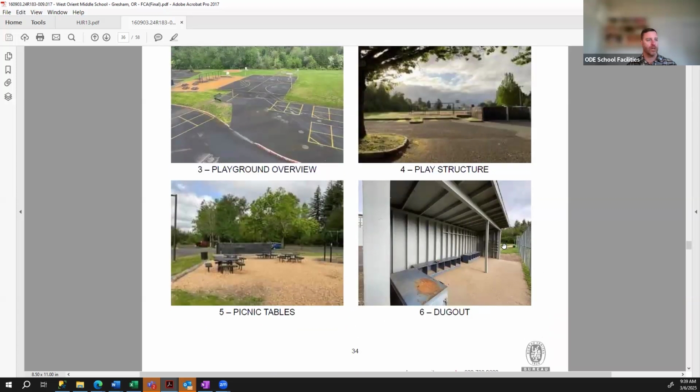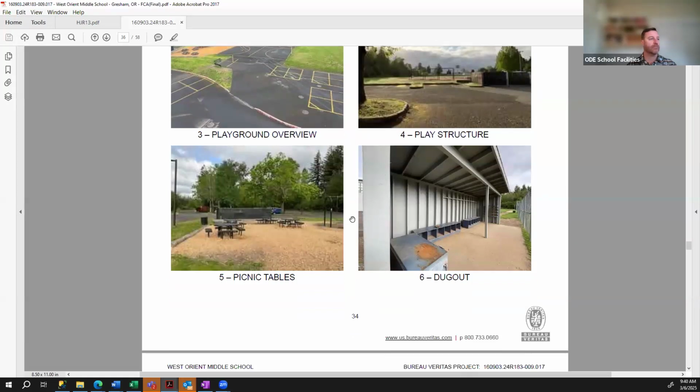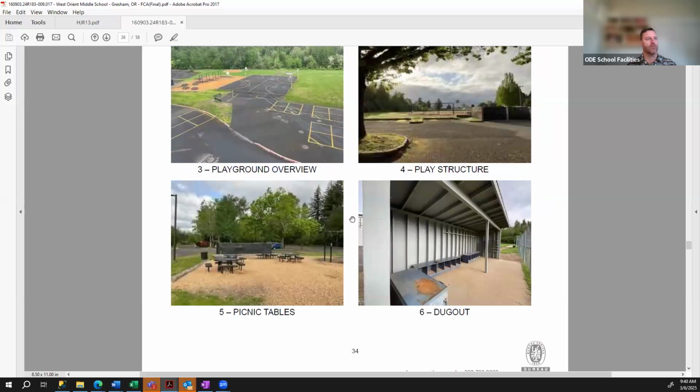Yeah, so here's a dugout that obviously wasn't in the building collection. It doesn't have a foundation or power source necessarily. So that's an example of something that would be under site.